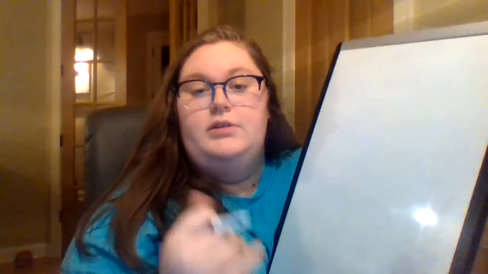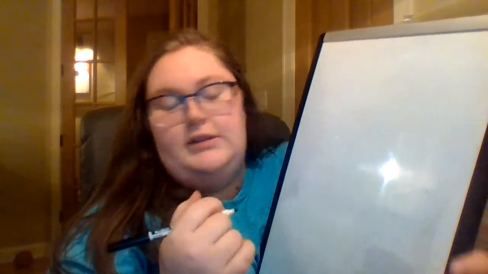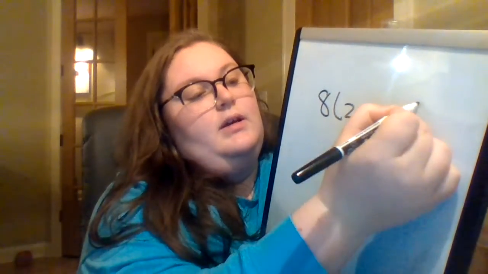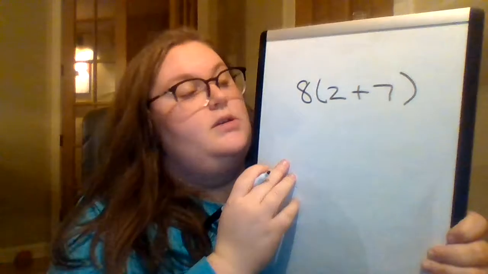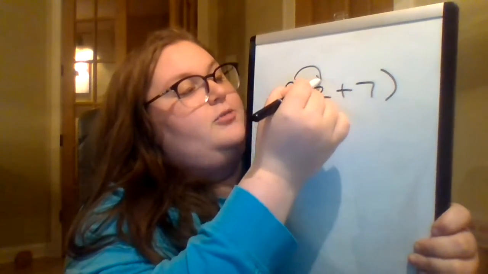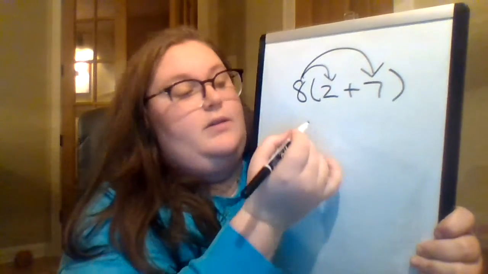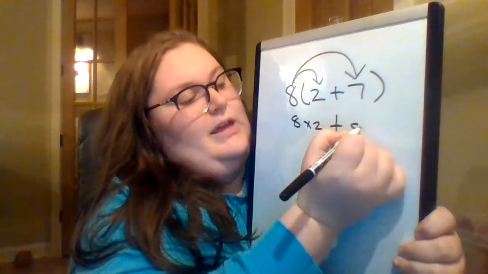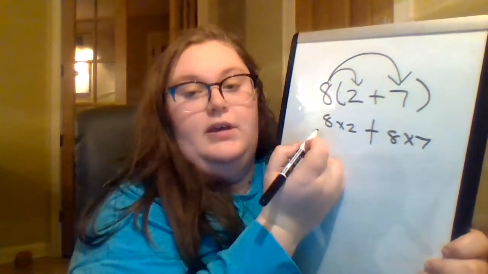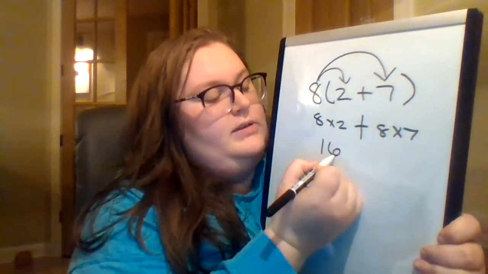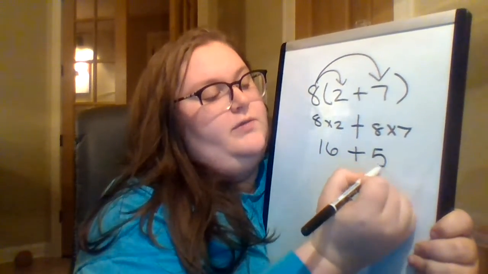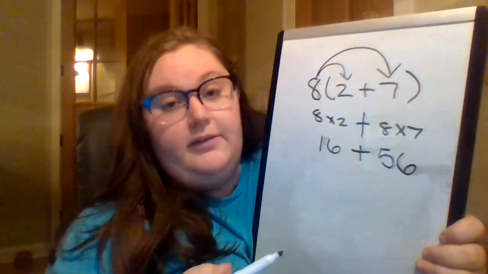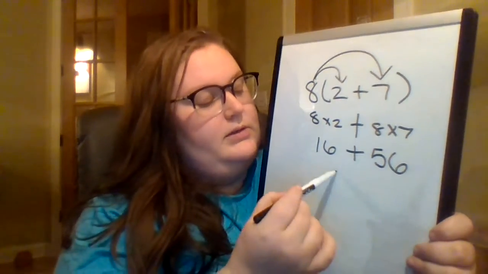Okay, so let's do one final one that's a little different. So let's do 8 parentheses 2 plus 7 parentheses. So remember, I'm going to distribute my 8 to my 2, distribute my 8 to my 7. 8 times 2 plus 8 times 7. And so then 8 times 2 is 16 plus 8 times 7, which is 56. And then we're going to add them together. So if we add them together, then I get 72.